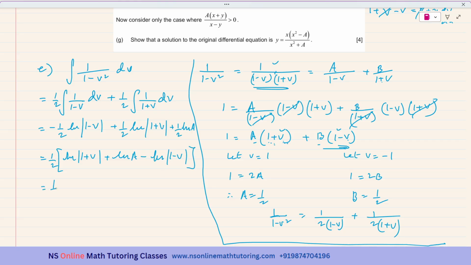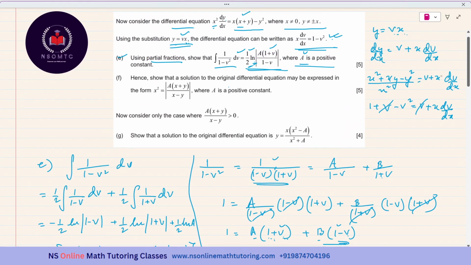So this is equal to half ln of a times 1 plus v over 1 minus v. Okay, see, half times ln of the absolute value of a times 1 plus v over 1 minus v. Okay.